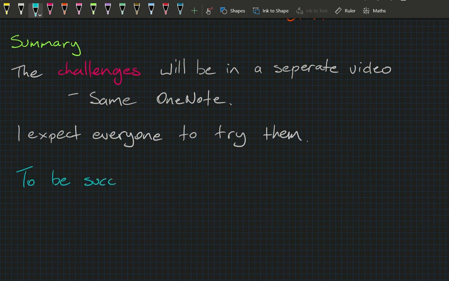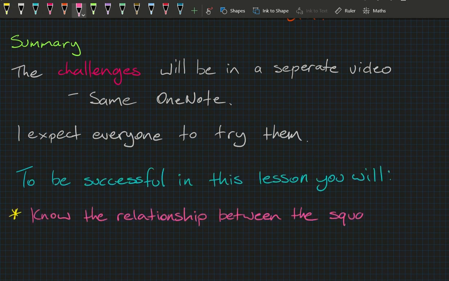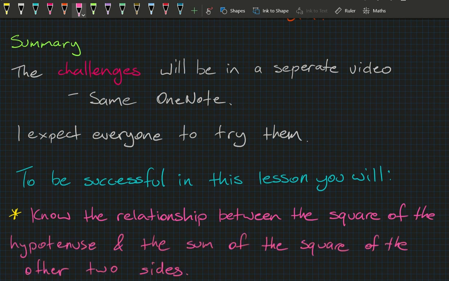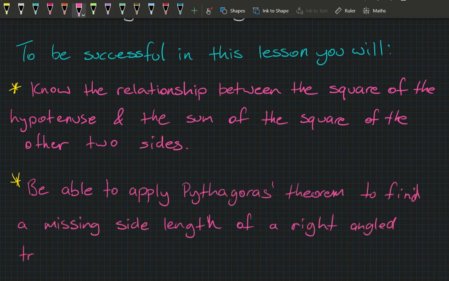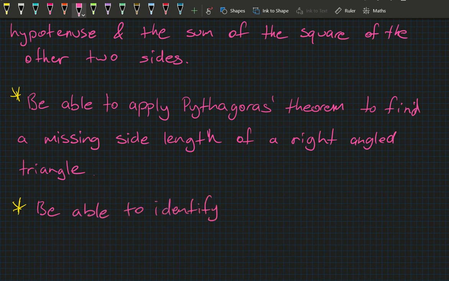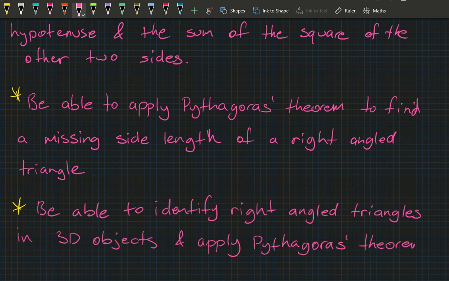To be successful in this lesson, you will know the relationship between the square of the hypotenuse and the sum of the squares of the other 2 sides. Be able to apply Pythagoras' theorem to find a missing side length of a right angle triangle. And be able to identify right angle triangles in 3D objects and apply Pythagoras' theorem. Alright, so that's the end of the summary.